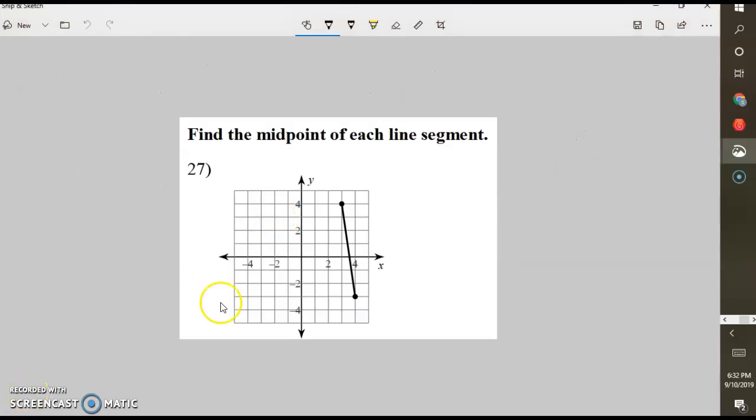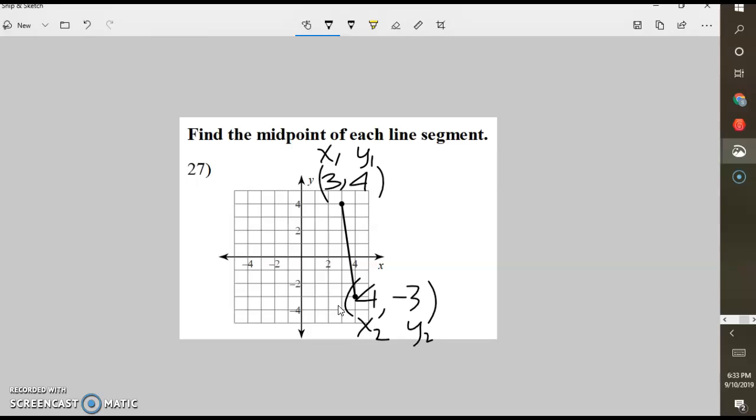Next one is 27, finding the midpoint of this line segment. And all we need to do is find the coordinates of the endpoints. So here we have 3, 4. And at this endpoint here, we have 4 for x and -3. So we have 4, -3. So let's label this x1 and y1. We label this x2 and y2.